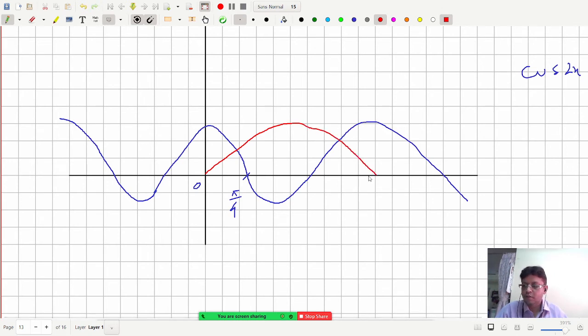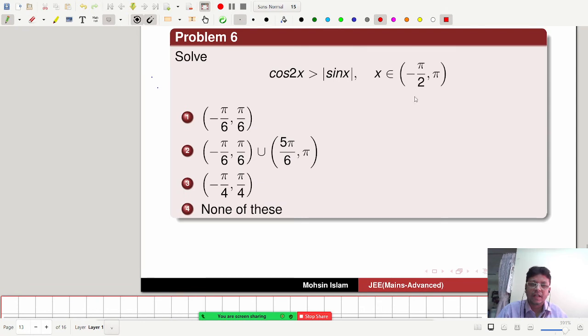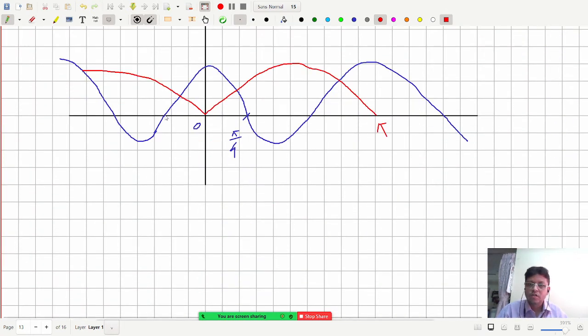Yeah, this is your mod sin x. This is pi, 0 to pi. And this is your, yeah, that's it. This is minus pi this side, but you have to draw only minus pi by 2 to pi. So this is your minus pi by 4, okay? And this is your minus pi by 2, okay? So this is the thing.